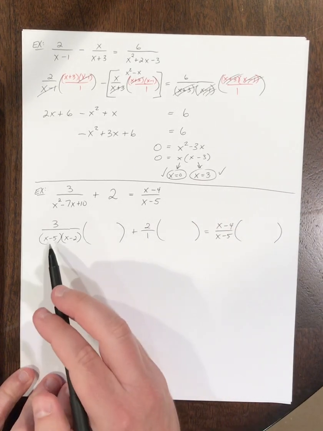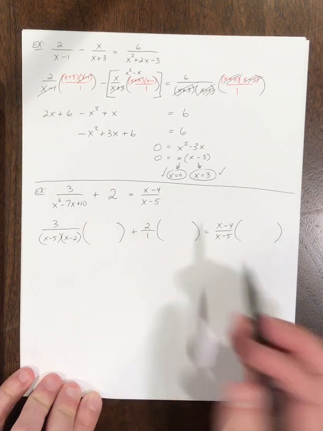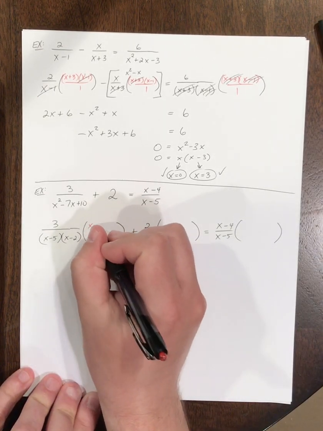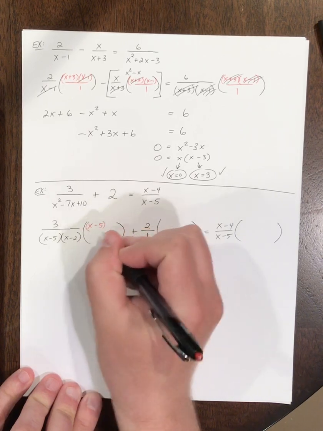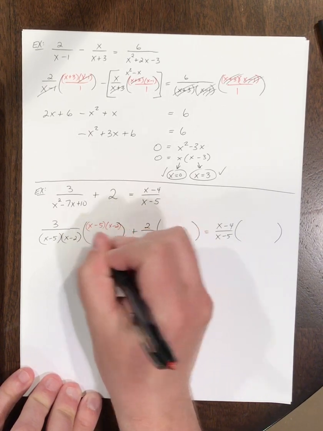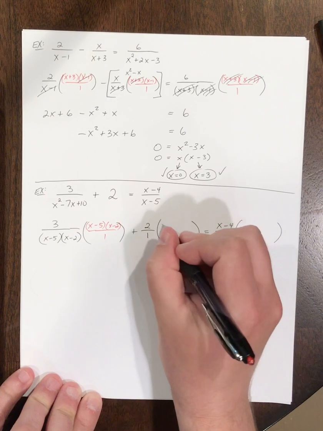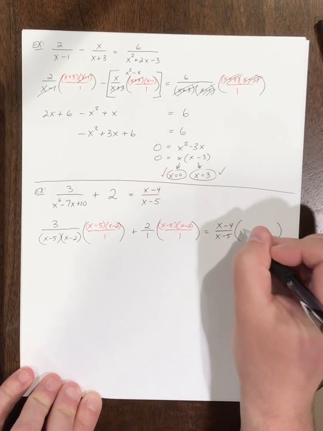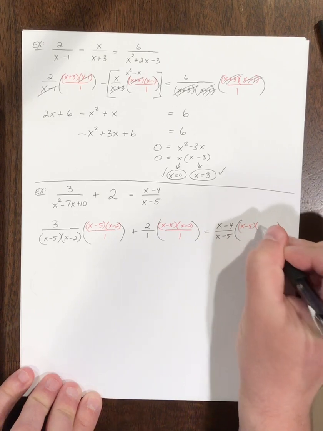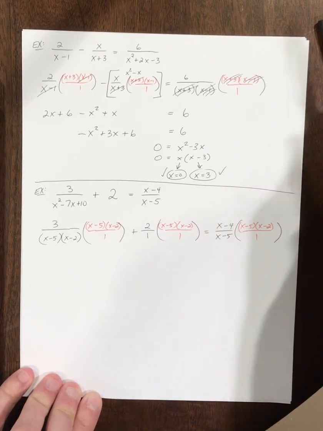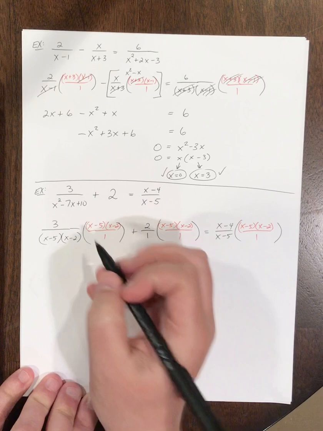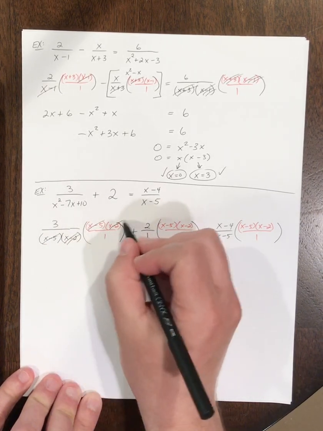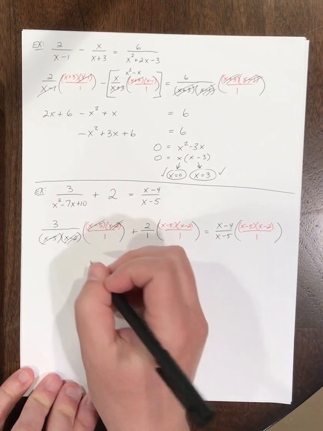So I see here I've got x minus 5, x minus 2. And so that is going to be my LCD. X minus 5, x minus 2. I'm going to multiply all the way through by that. And I can start the canceling. So here, the x minus 5 goes, the x minus 2 goes, and all I'm left with is just this 3.